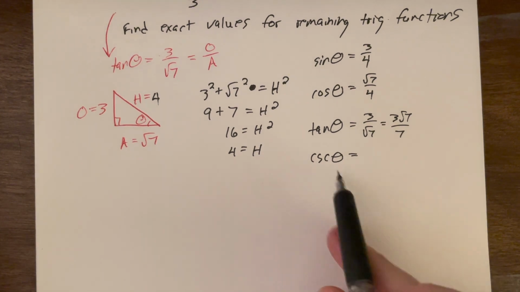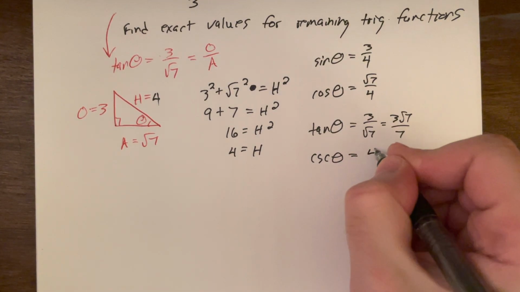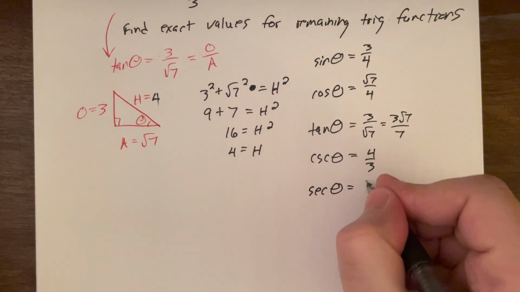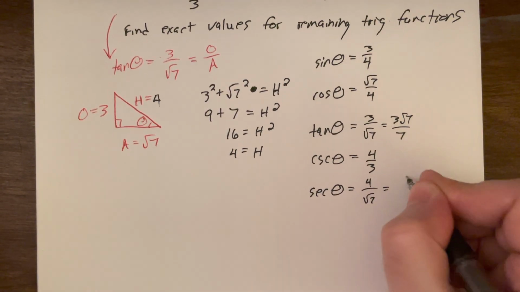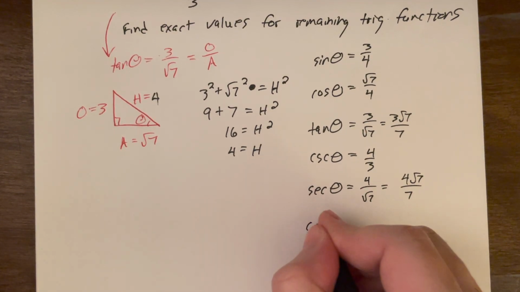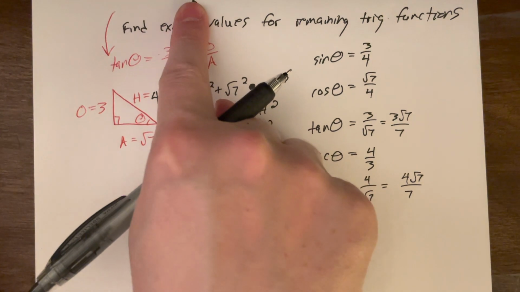So we keep going, cosecant of theta, well, 1 over this, that flips, we get 4/3. Secant of theta, 1 over this, we get 4 over radical 7, but we'll clean that one up. And then last, cotangent. Well, again, we had that.